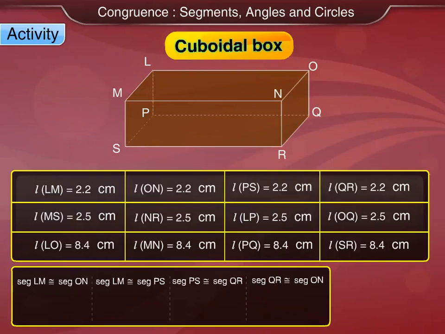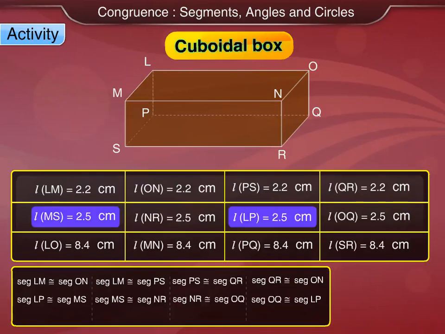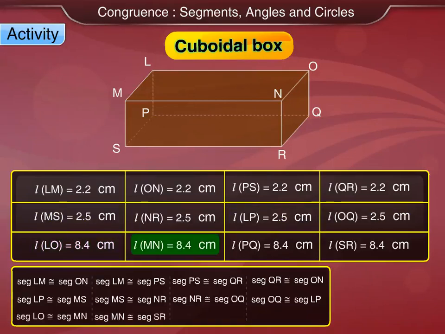Now have a look at these edges. LO is congruent to MN. MN is congruent to SR. SR is congruent to PQ. And PQ is congruent to LO. Hence, LO is congruent to MN, is congruent to SR, is congruent to PQ. What conclusion can be drawn from this? Correct. The opposite edges of a cuboid are congruent.